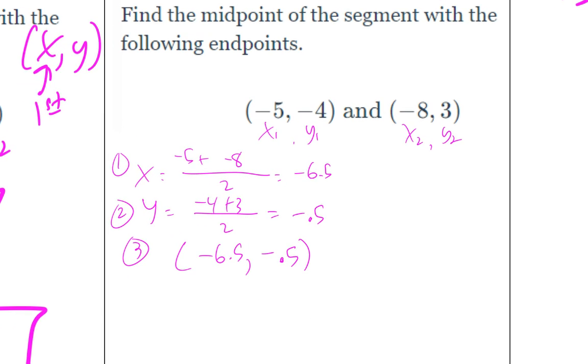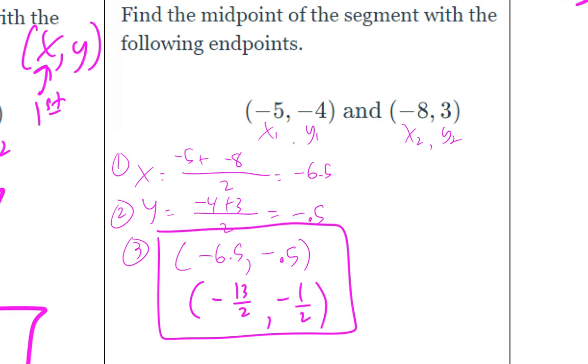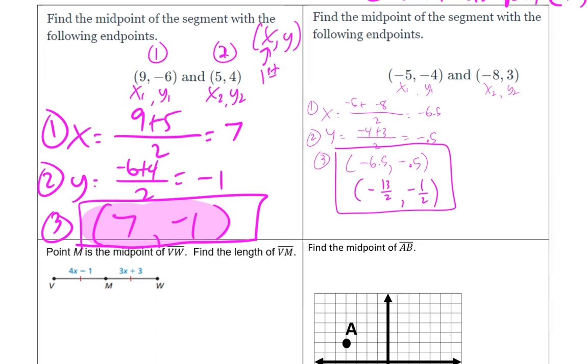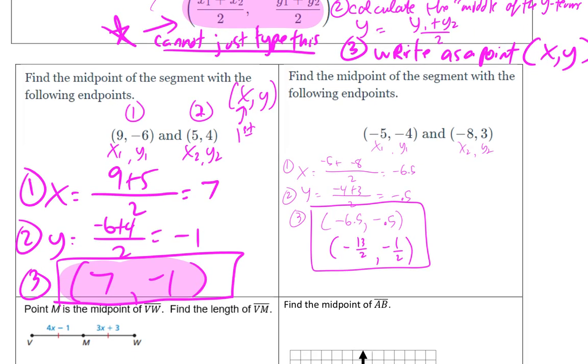Of course you could have put -13 over 2 and -1/2, right? That could have been answers as well. Either one of those would be acceptable answers. All right, so the main thing is that we need to type that into the calculator just like that, and then it'll give us those answers.